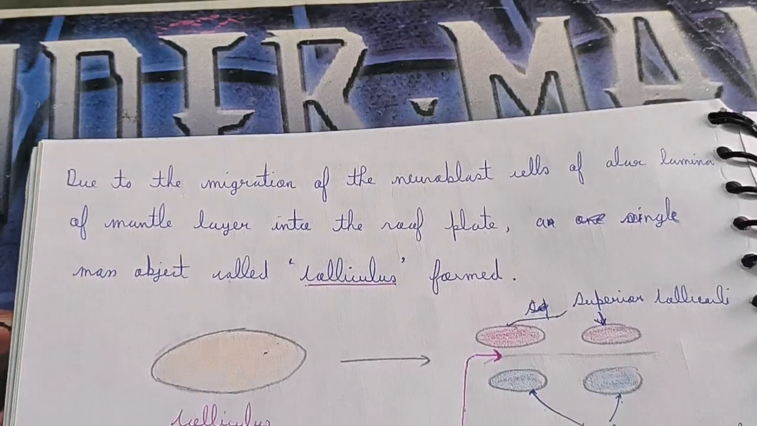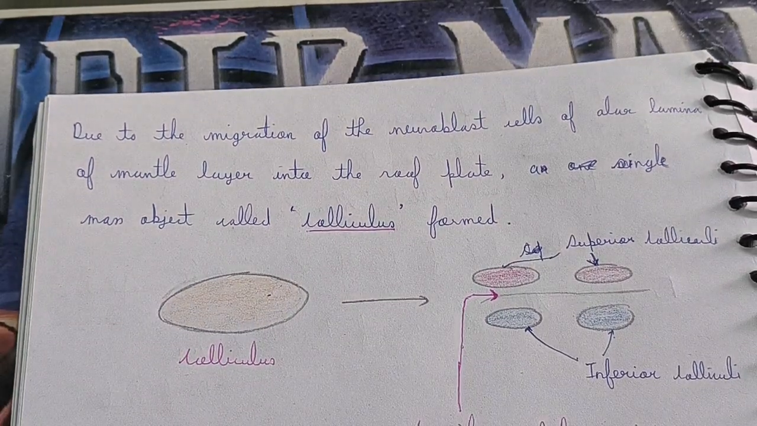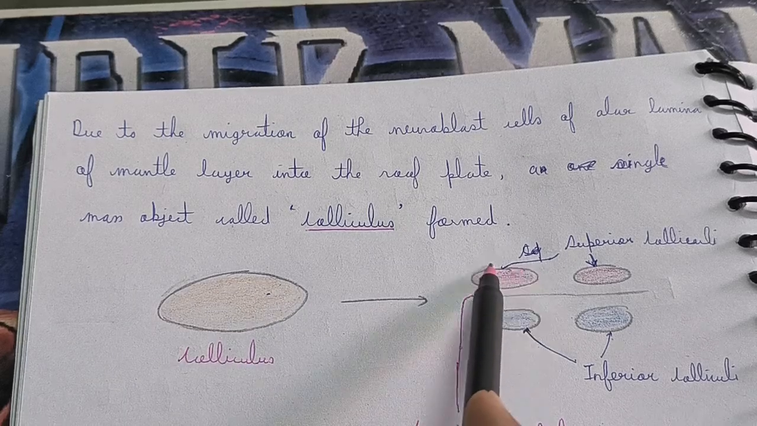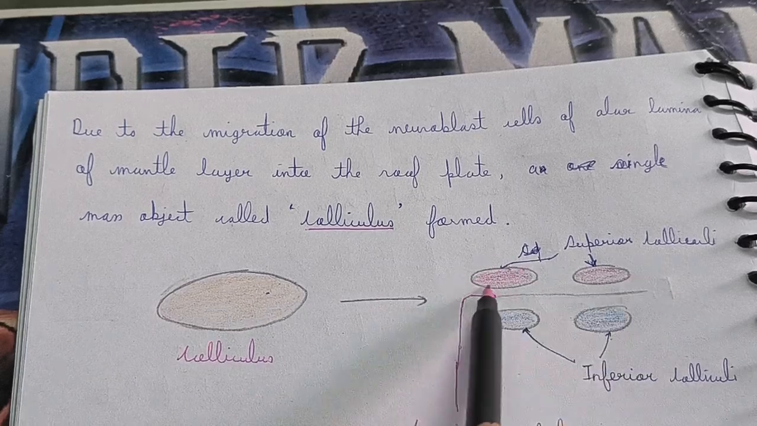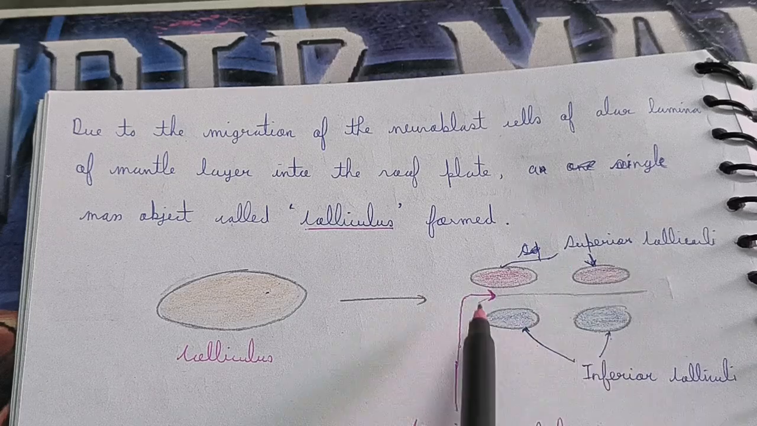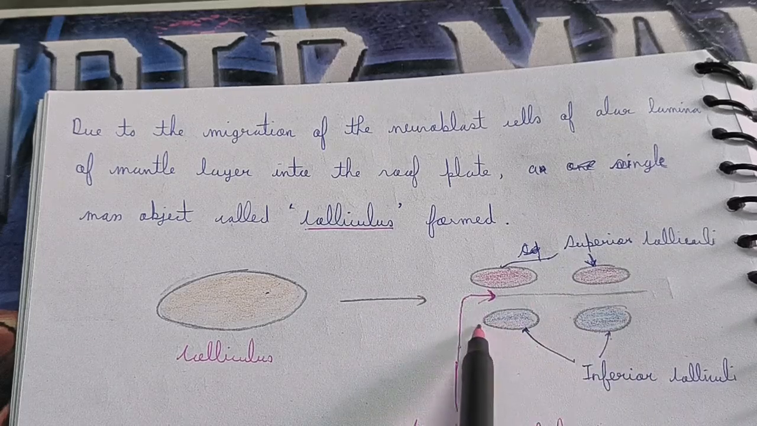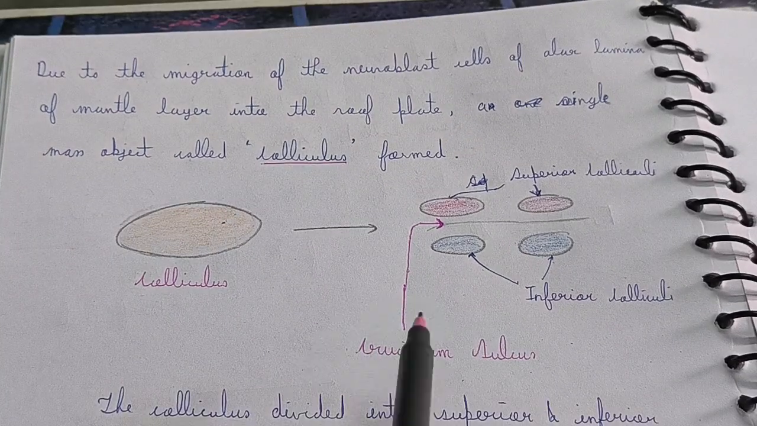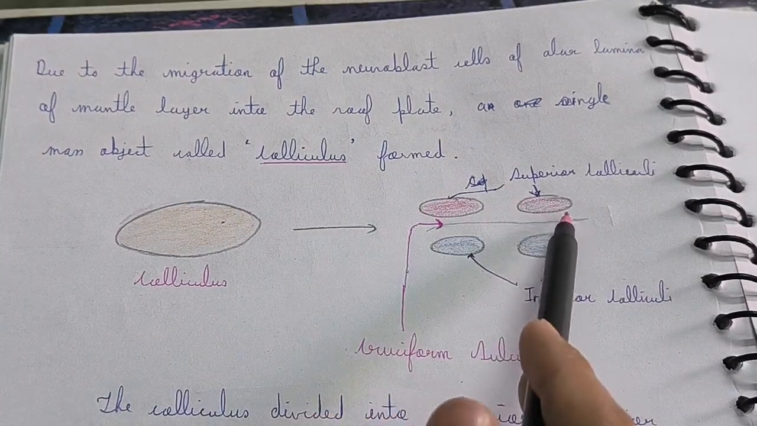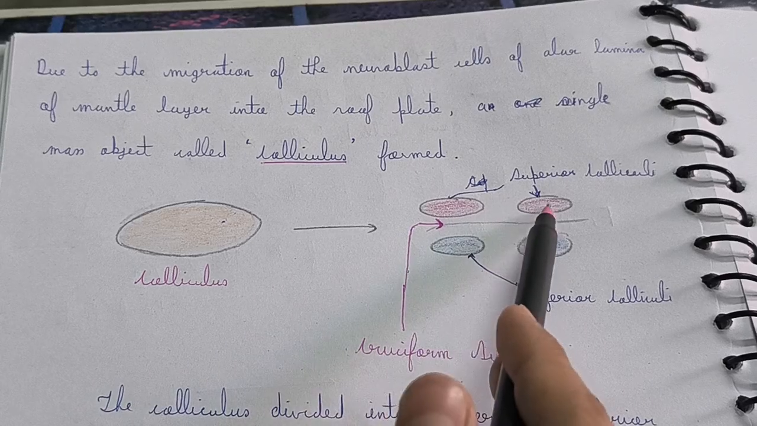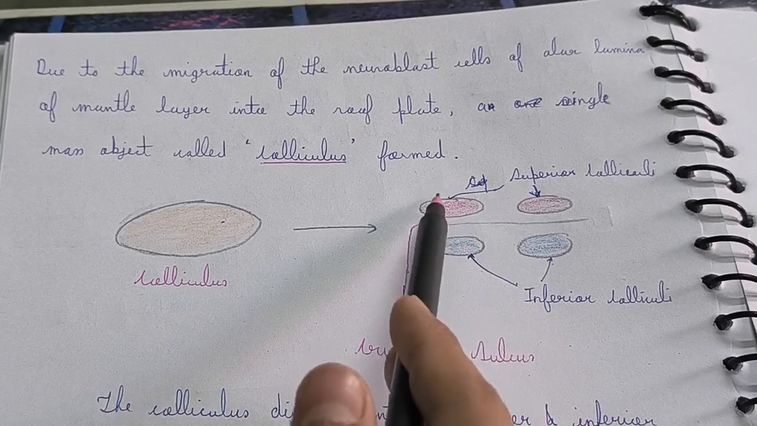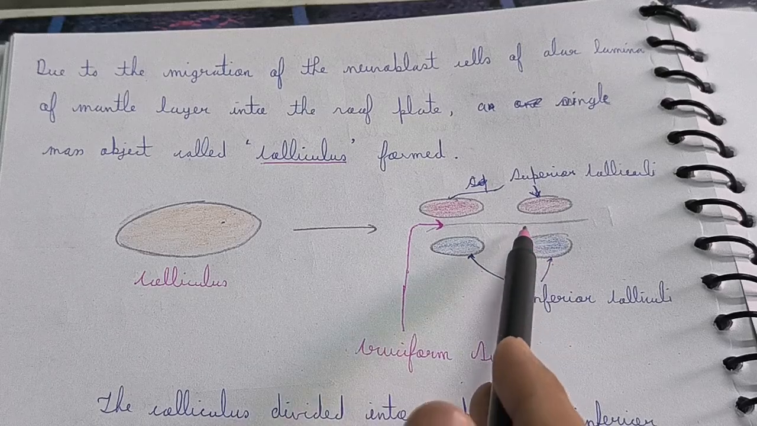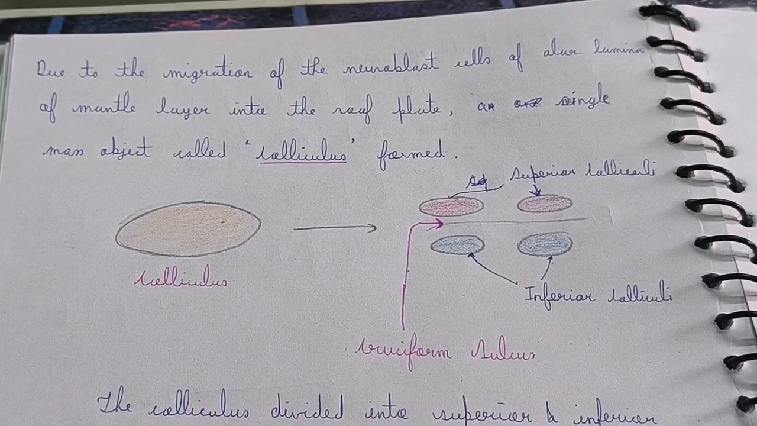So that's all. Now about the further divisions of the colliculus. This is the colliculus, and it is divided into a pair of superior colliculi and a pair of inferior colliculi. Between the pair of superior colliculi and the pair of inferior colliculi, a sulcus is present, the cruciform sulcus.